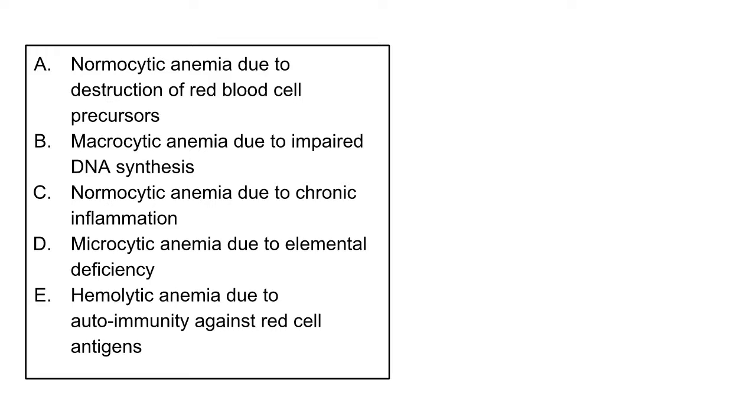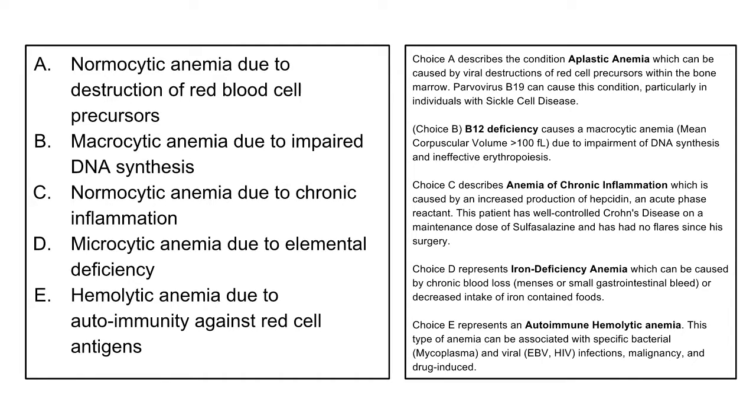And let's look at the explanations. When you write distractors, you want all of these answers to be plausible and real things. That way, in the explanation, you could explain each one of these things. And these would all be on the differential in this case, because it's an anemia differential. So choice A refers to aplastic anemia, choice B to B12 deficiency, choice C to anemia of chronic inflammation, choice D to iron deficiency, and choice E to autoimmune hemolytic anemia. So in one question, you're learning 5 causes of anemia.